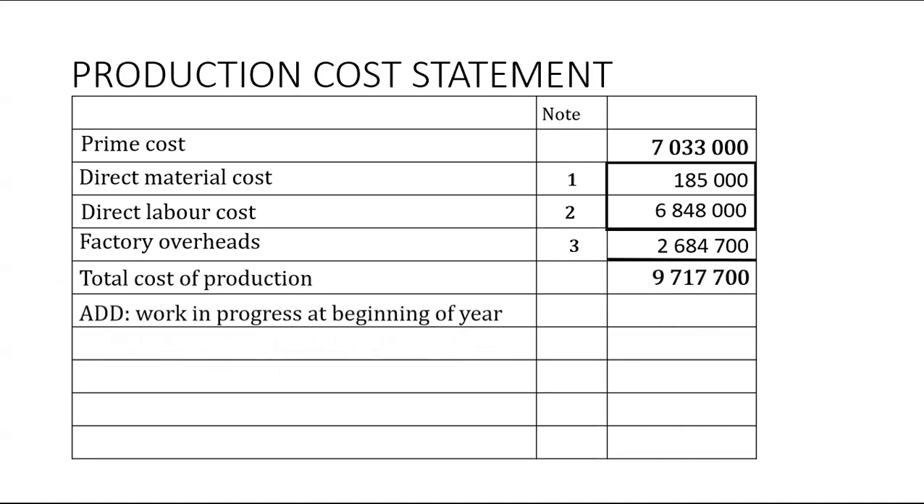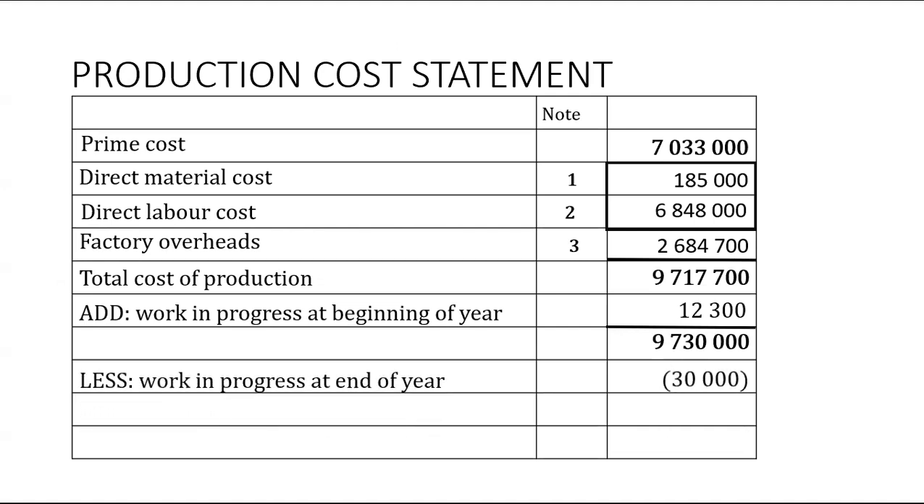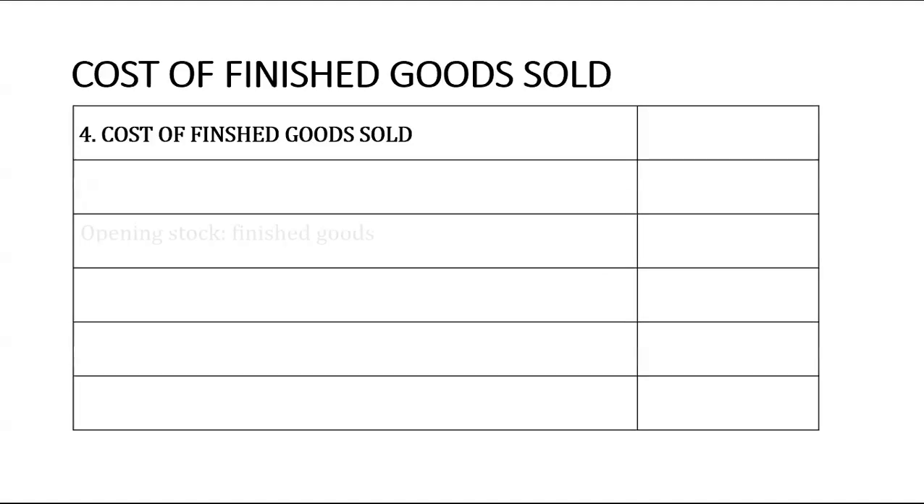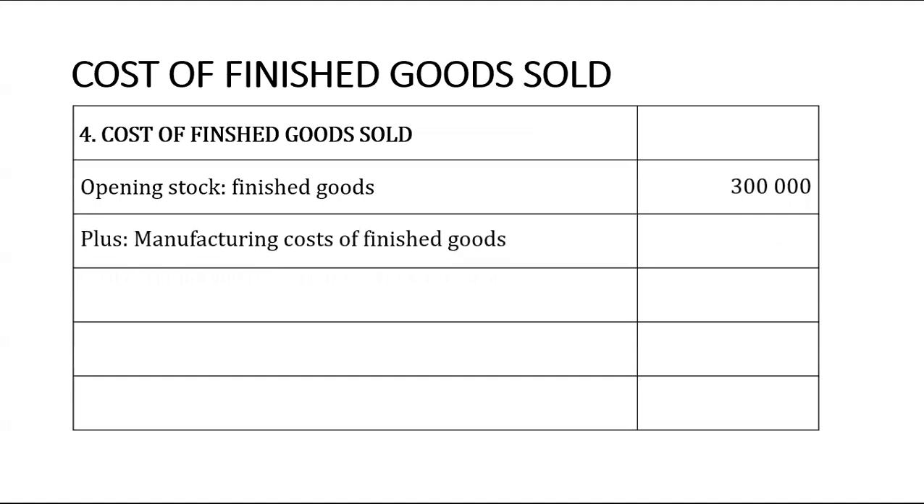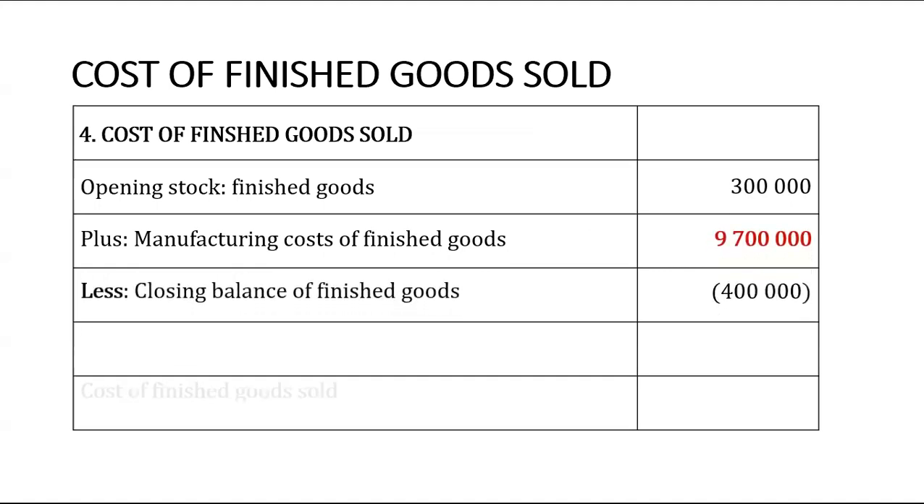And then you add work in progress at the beginning of the year. And then you minus work in progress at the end of the year. That will give you the cost of your finished goods. And this cost of finished goods, which is 9,700,000, you're going to take it to your cost of sales note, where you start with the opening balance of finished goods. You add what we got from our production cost statement, which is the cost of finished goods. I normally refer to it as manufacturing cost of finished goods. And then you subtract the closing balance of finished goods, and then you will get cost of sales. That's how you get cost of sales.